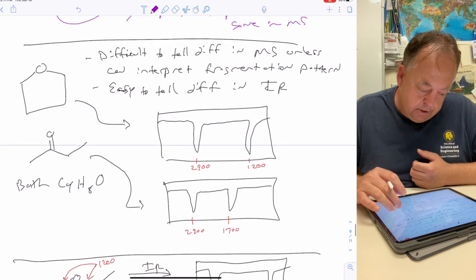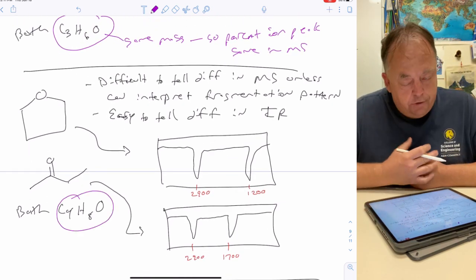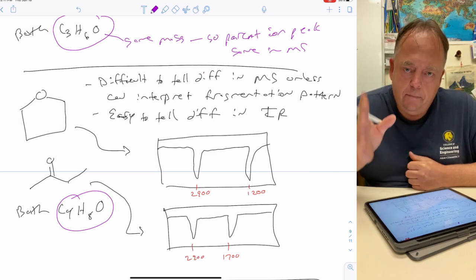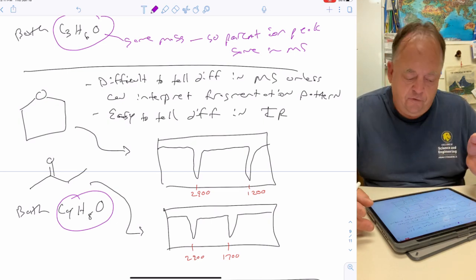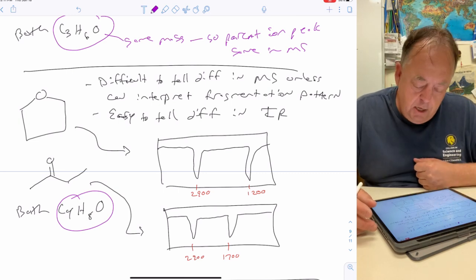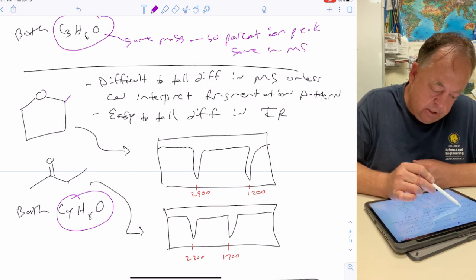So that's another example if you had these two molecules. They're both C4H8O, so that could be difficult in mass spec to figure out which is which, since they have the same molar mass, same parent ion peak. But if they did fragment, and you could interpret fragmentation patterns, you might be able to figure out which molecule is which. But it would be easy in IR, because in this molecule, you just have the CHs.